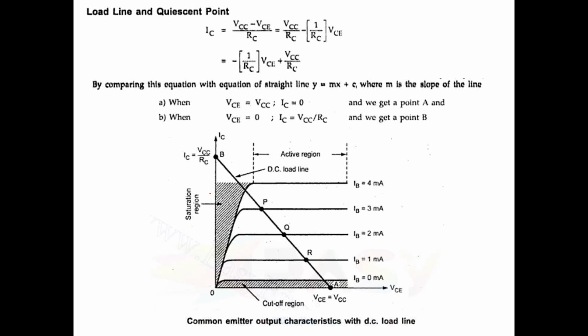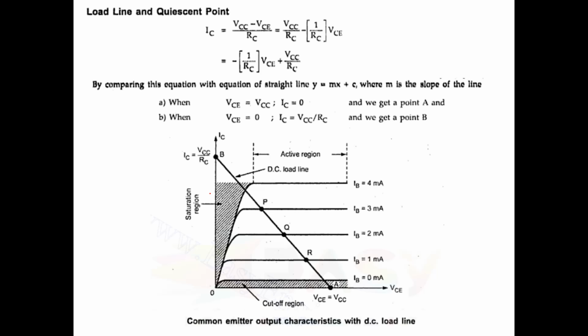Then we have to know about the load line and quiescent point. A load line is the line drawn between VCE and IC. It means that VCE is the output voltage and IC is the collector current. We draw the line between VCE and IC while keeping the base current constant. That line you can call a load line or a DC load line.